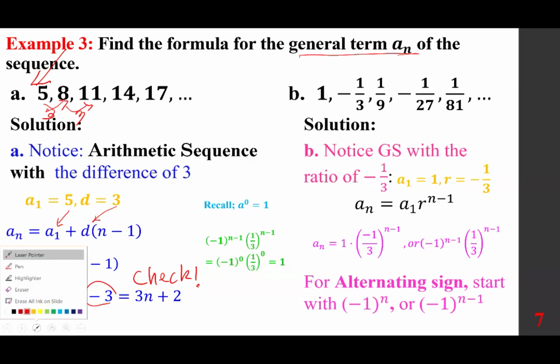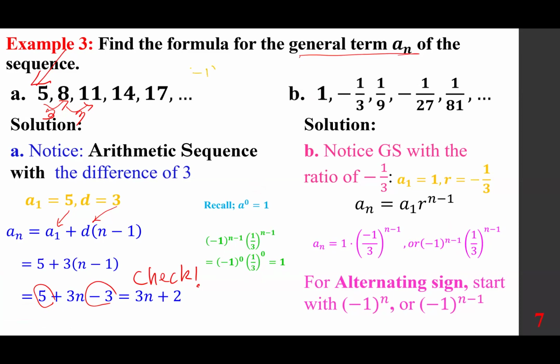Remember, negative 1 to the power of any odd number, such as 1, 3, 5, 7, and so forth, becomes negative 1. Negative 1 to the power of even numbers, like 2, 4, 6, 8, is positive 1. Remember that.